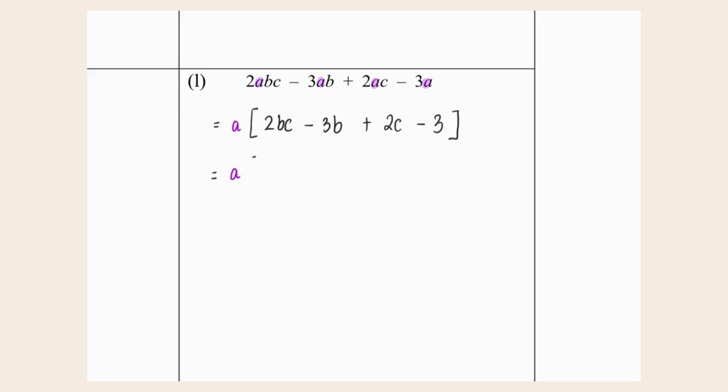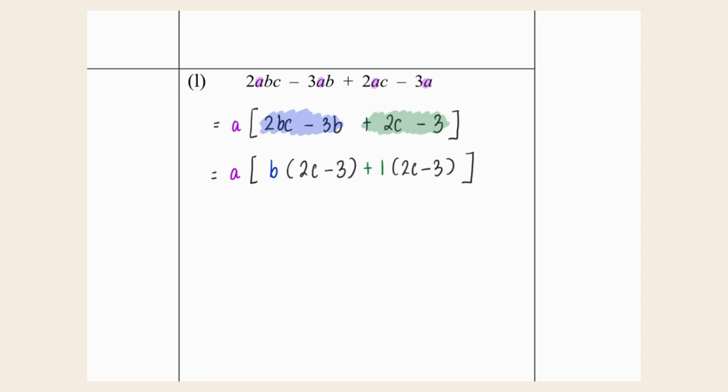Next, we'll kickstart my factorization by grouping. So this is the first group, and this is the second group. And from here, I saw that b is the common factor. Left with 2c minus 3. And I also saw that the other group has no common factor. But applying what we have tried thus far, I'm going to rewrite it as plus 1 times 2c minus 3.